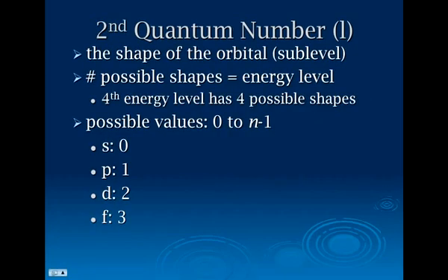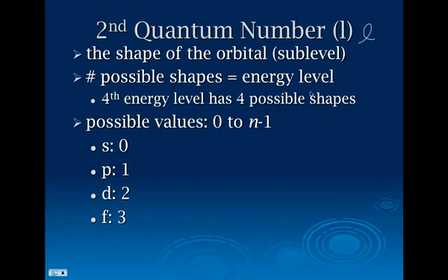So moving on to the second quantum number, it's symbolized with an L, and I usually write it like that so that you can definitely tell the difference between a 1 and an L. And this is your shape. This is your S, P, D, or F. The number of possible shapes is equal to the energy level. Just a little help to remember. So the 4th energy level has 4 possible shapes, the 3rd energy level has 3 possible shapes, the 2nd energy level has 2, and so on and so forth.